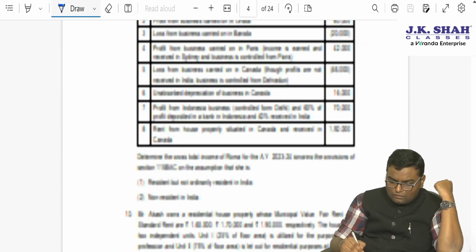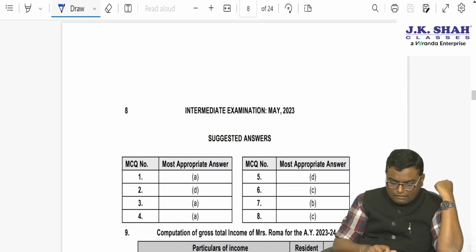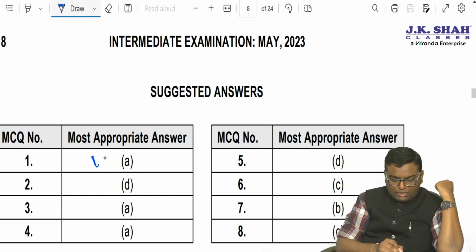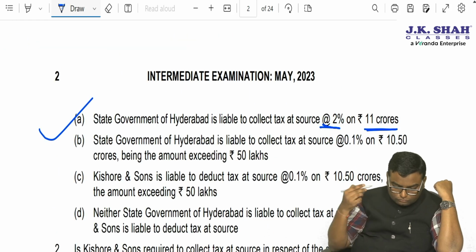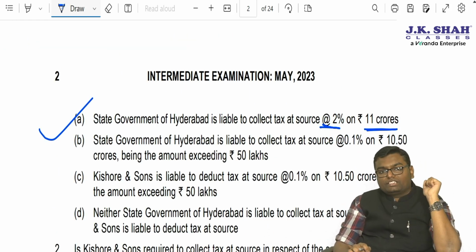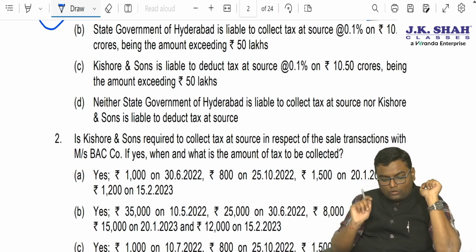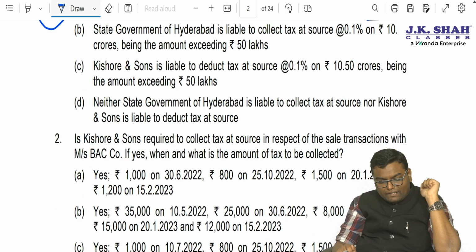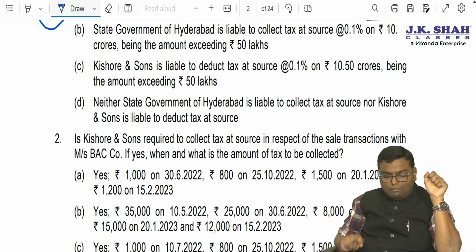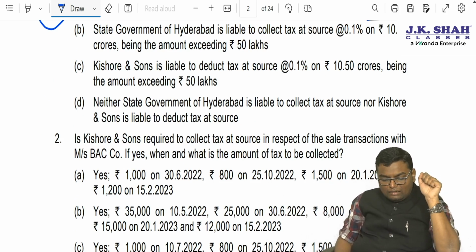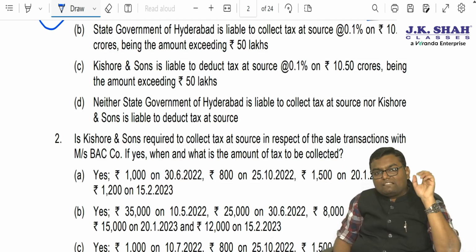Let's check the answer also over here. I'll give the answers besides. Yes, option number A. Perfect. Now, moving toward the second question. Is Kishore and Sons required to collect TCS in respect of the sale transaction with BSE and Company? If yes, when and what is the amount of TCS?